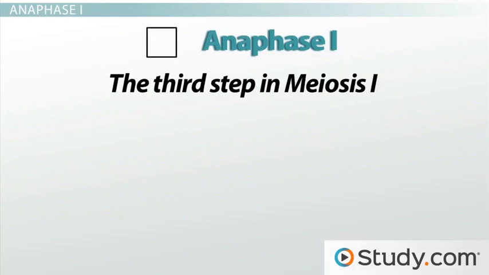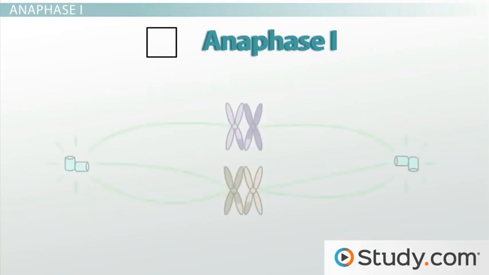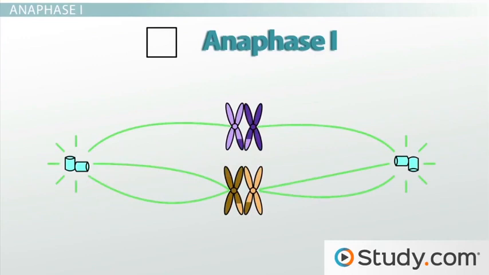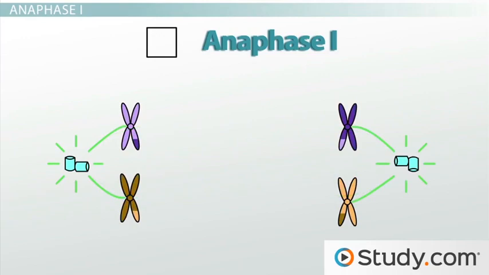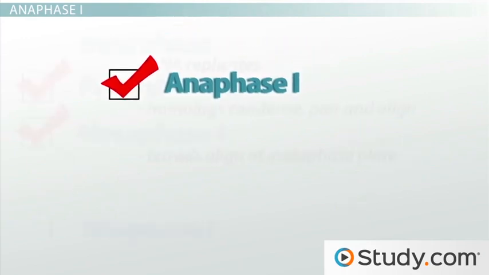Anaphase I is the third step in meiosis I. It begins with the release of the physical connection between homologues. No longer physically linked, spindle pole tension can pull the homologues to their respective spindle pole.